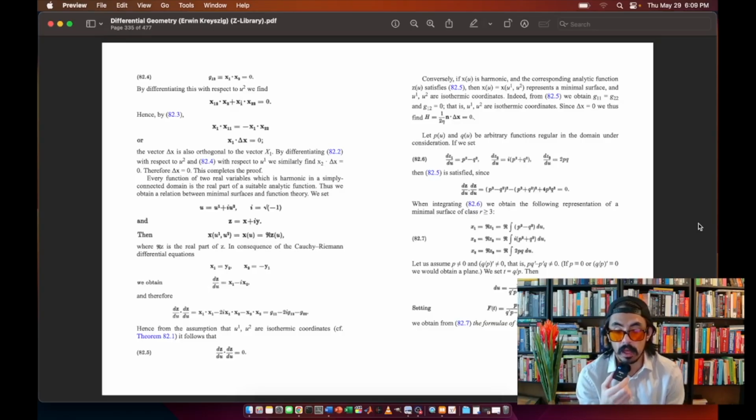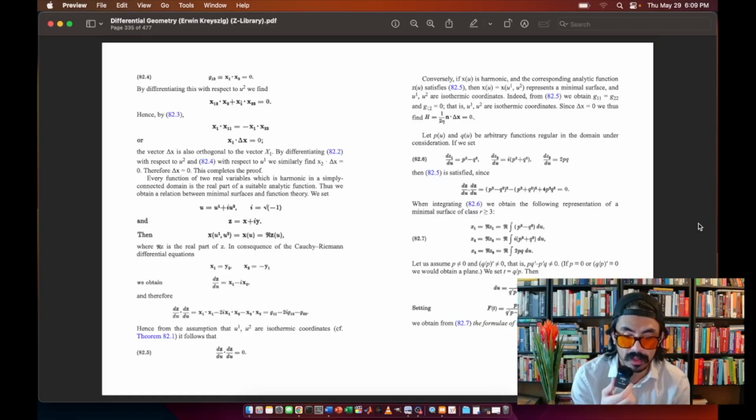Since the Laplacian of x equals 0, or since we have Laplace's equation in effect here, we thus find that the mean curvature capital H is equal to 1 over 2 nu, times the scalar product of n with the Laplacian of x. This is then equal to 0. So we have mean curvature equal to 0. It's a minimal surface.